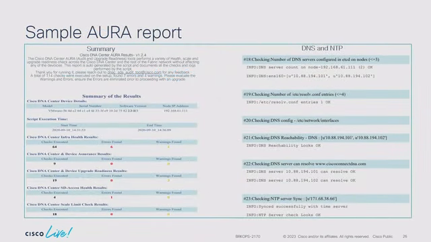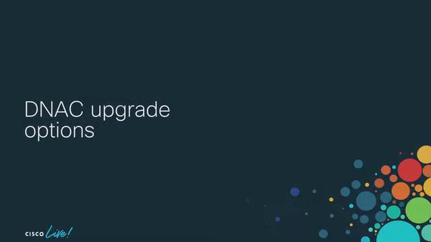This is a sample of the Aura report. How many checks are there? Can you just have a look? How many checks? Total of, can you see this? 114 checks, and in the recent releases, it's actually more, right? So it's very, very important to run this tool to find out if there is something that could prevent your upgrade from being successful.